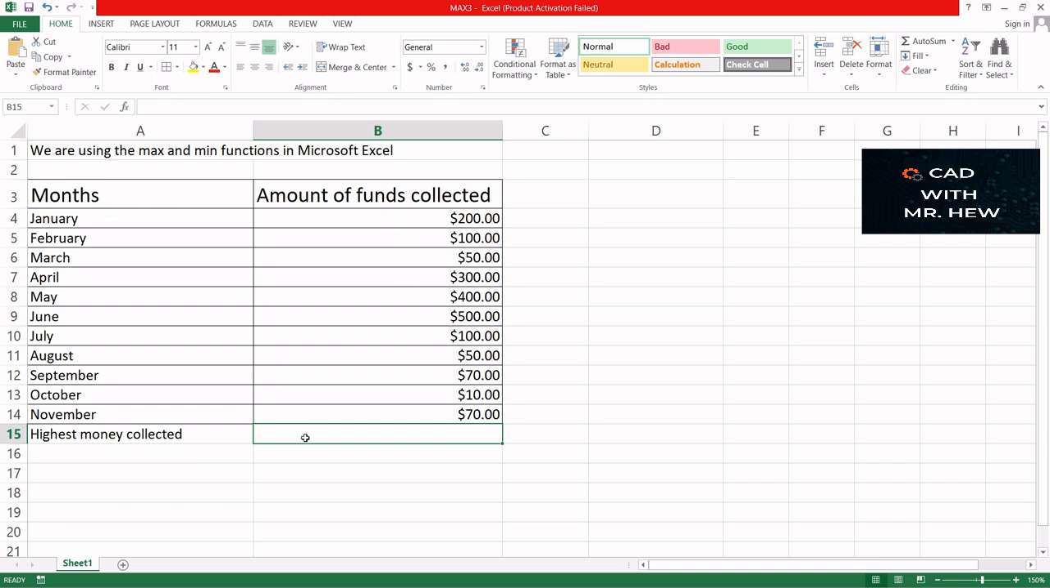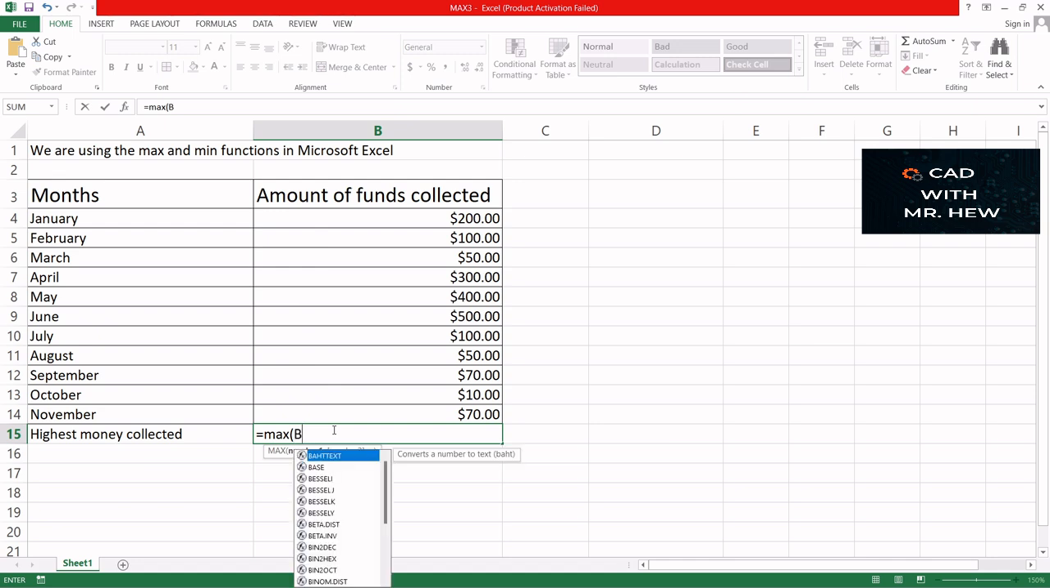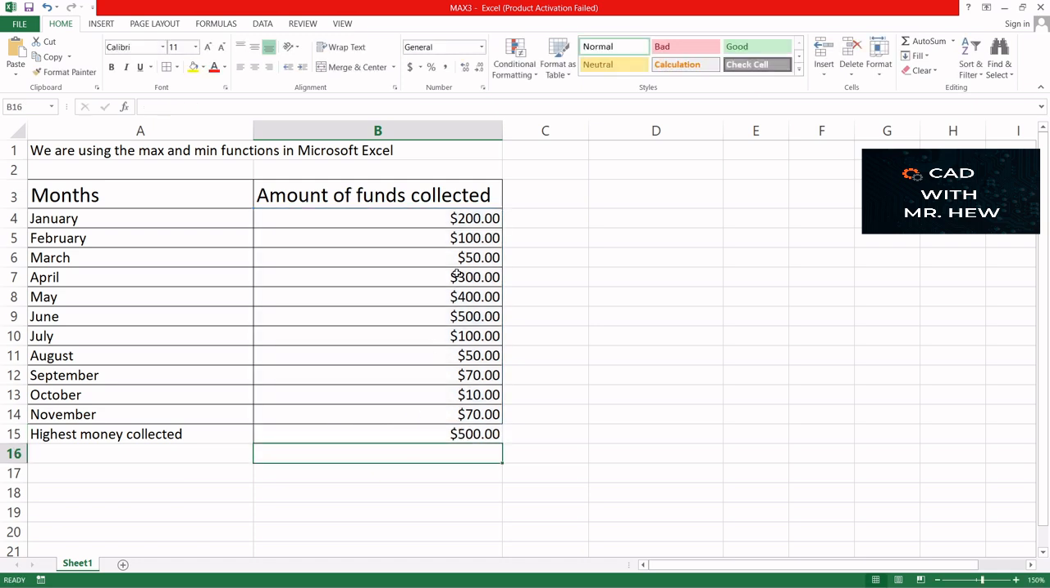So I'm going to type equal max, open bracket. I'm going to indicate the range. So the range is B4 colon, which represents through, B14 close bracket, enter, and the highest value as we see is $500.